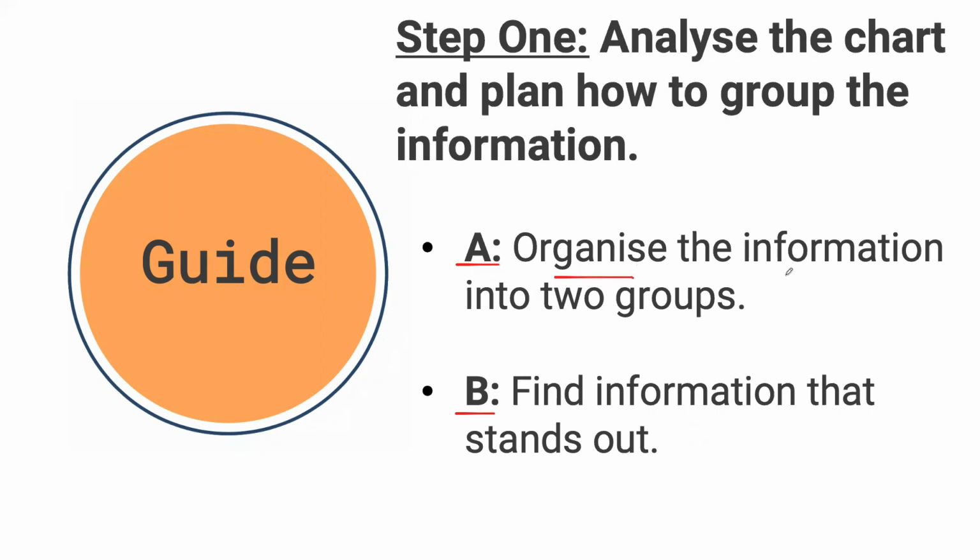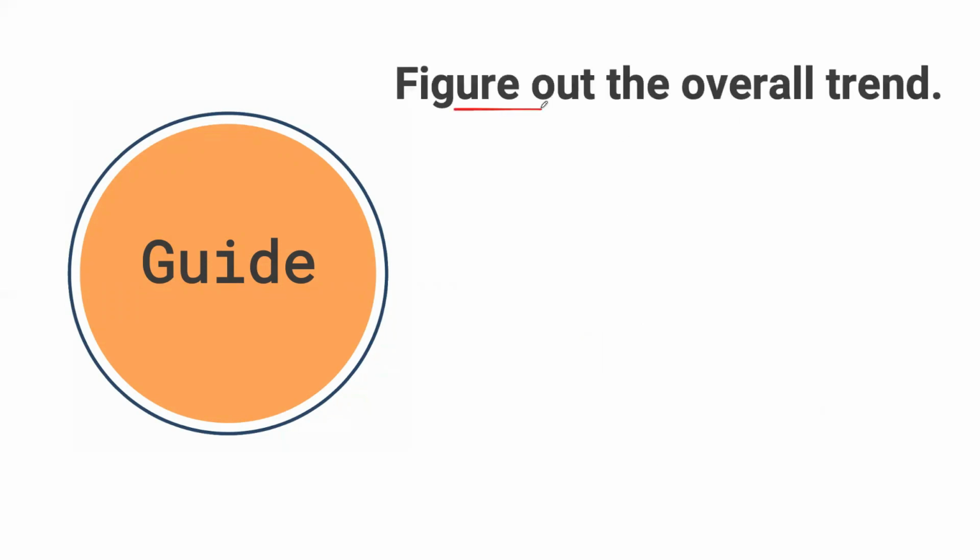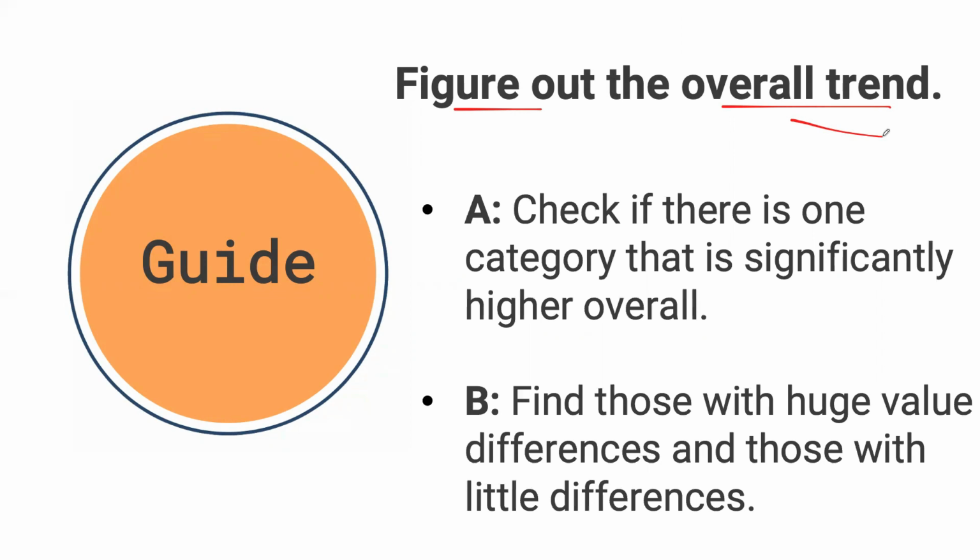First, we want to organize the information into 2 groups. And then once we do that, we're going to find information that stands out to us. So things that are perhaps not as common, things that are quite unique to the information at hand. And then we're going to figure out the overall trend. This is still part of step 1. I'll show you in just a bit, but we're going to figure out the overall trend.